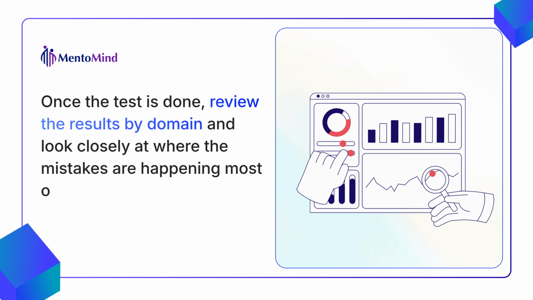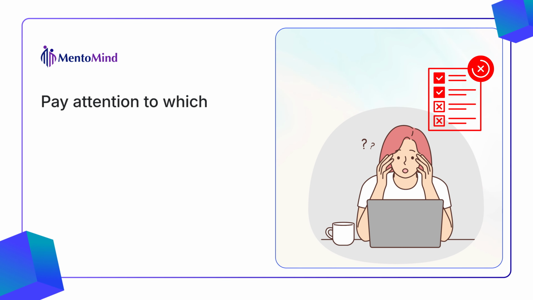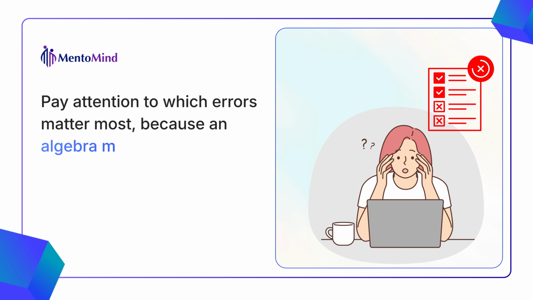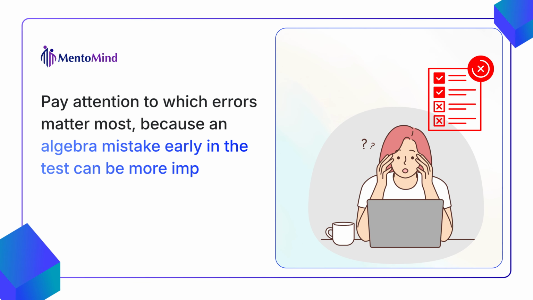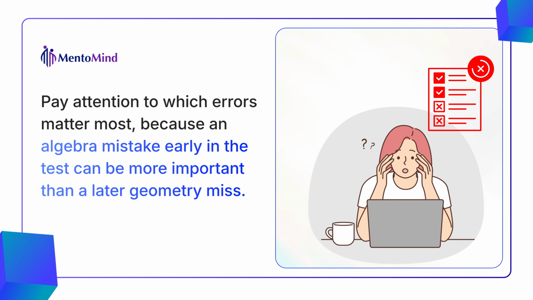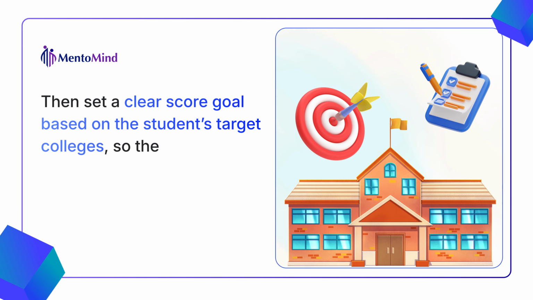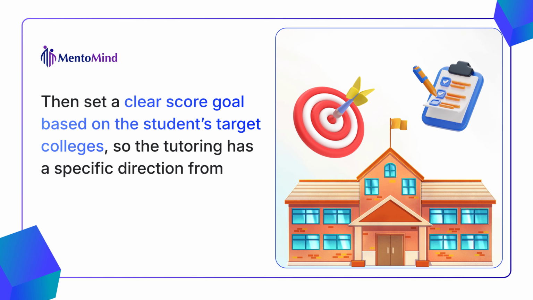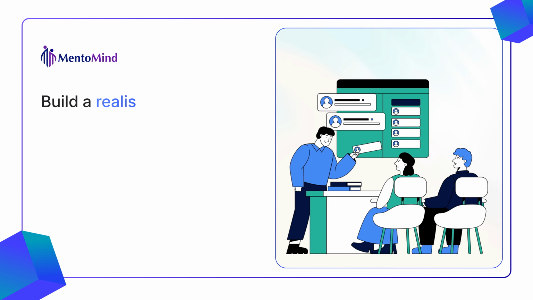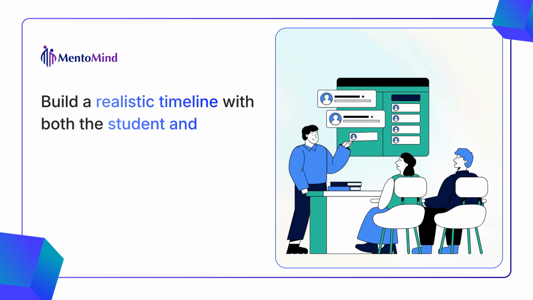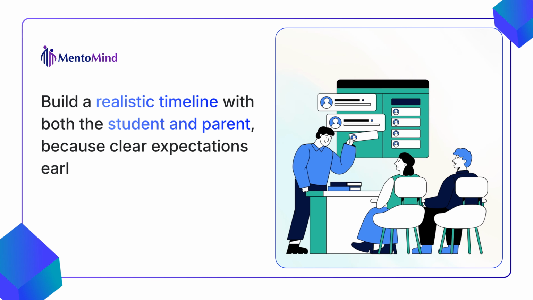Once the test is done, review the results by domain and look closely at where the mistakes are happening most often. Pay attention to which errors matter most, because an algebra mistake early in the test can be more important than a later geometry miss. Then set a clear score goal based on the student's target colleges, so the tutoring has a specific direction from the beginning.